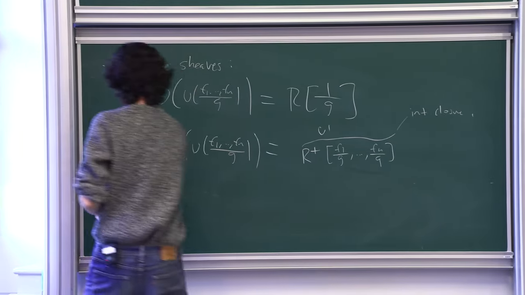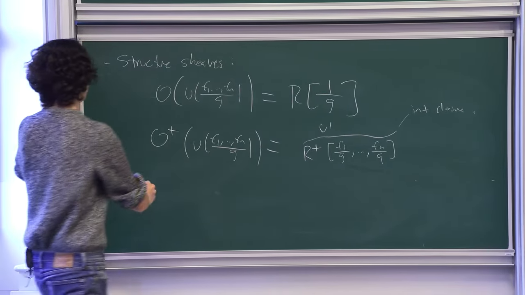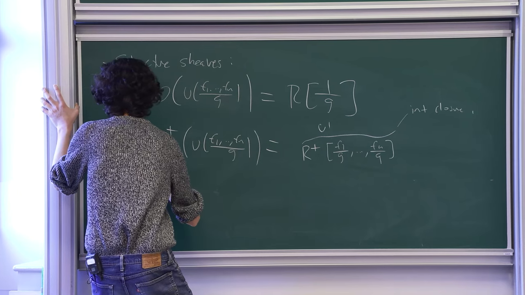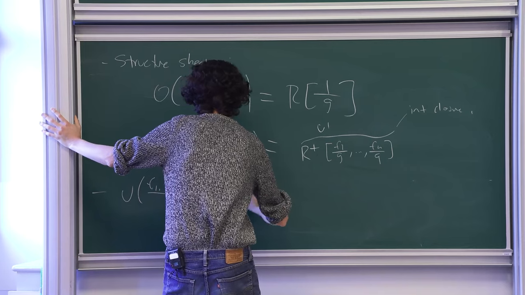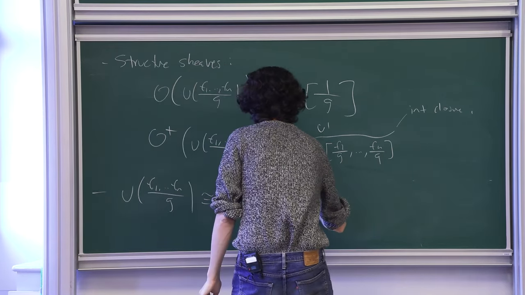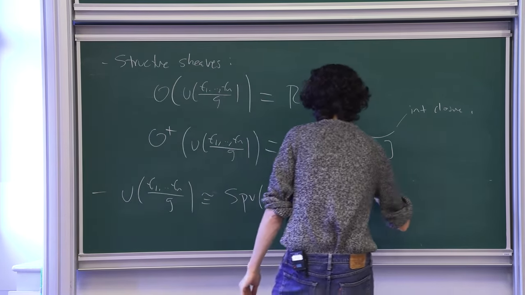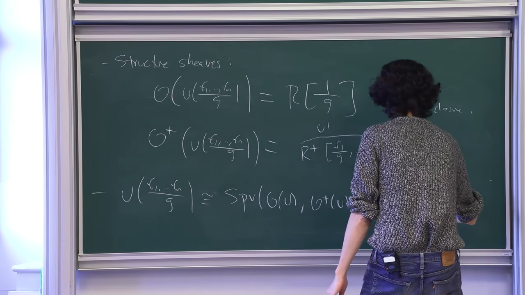And then again, you have this nice recursive property that U of f1, fn over g is just the same thing as the valuative spectrum of O_U, O_U plus. And this matches up rational opens.